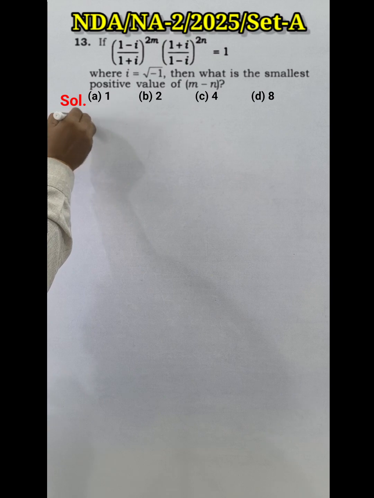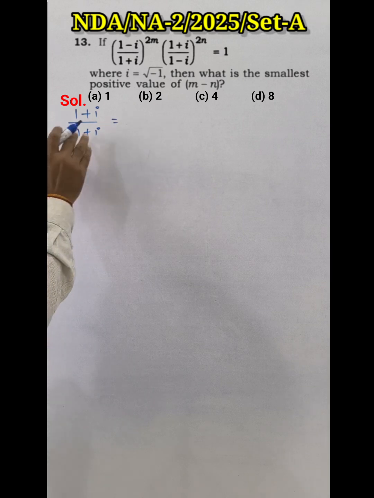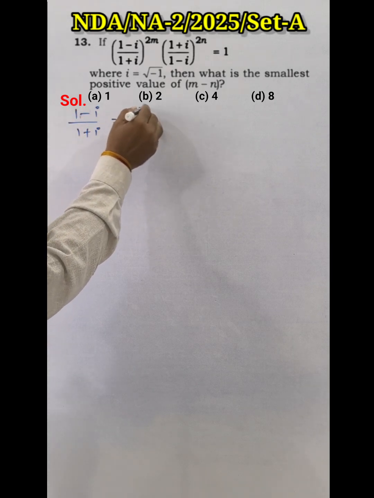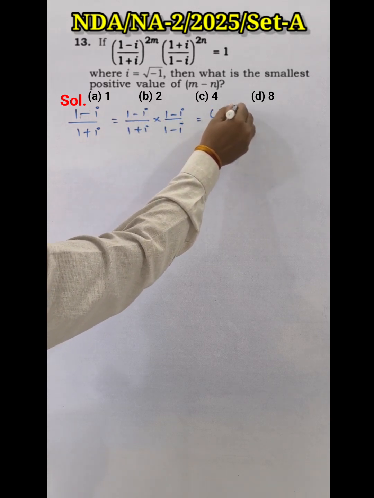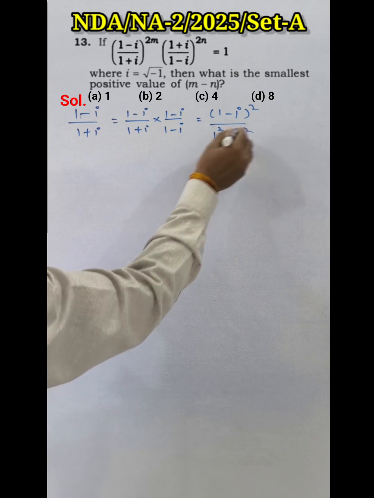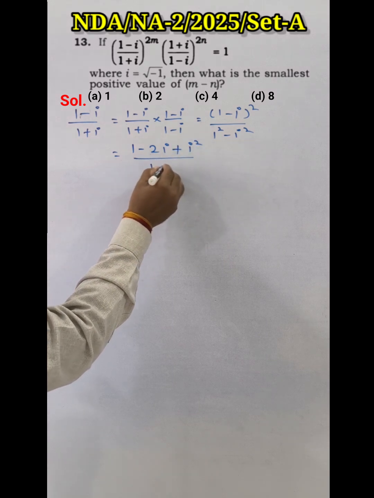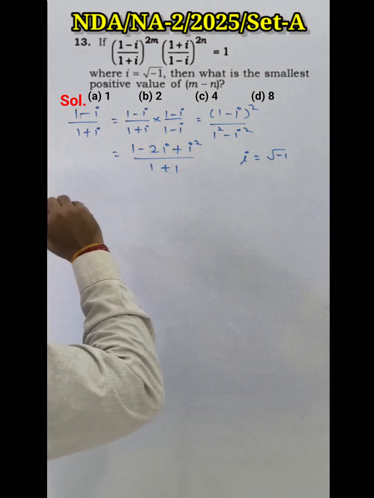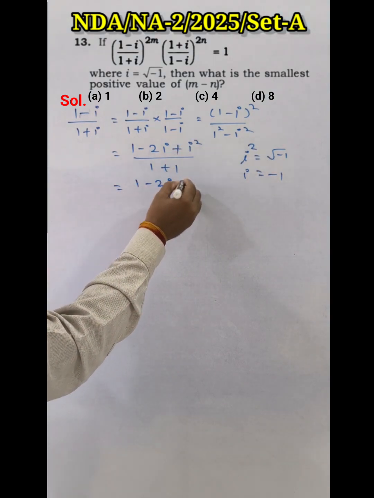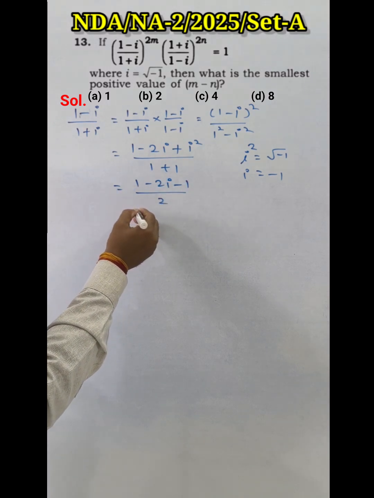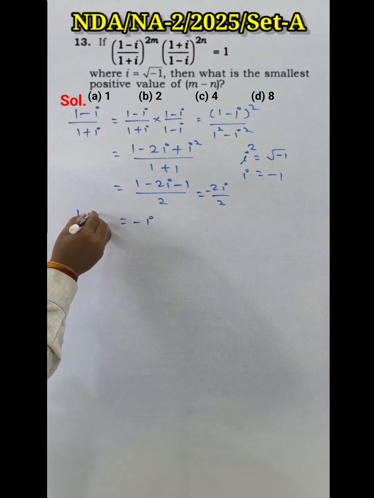First, we simplify the relation (1 minus i) upon (1 plus i). How? Multiply by the conjugate pair, (1 minus i) upon (1 minus i). Then we get (1 minus i) whole squared divided by 1 square minus i square. By simplifying we get 1 minus 2i plus i square divided by 1 plus 1, because i is equal to under root minus 1. That's why i square is equal to minus 1. After simplifying, 1 minus 2i, i square is minus 1, divided by 2, the 1 gets cancelled, 2i upon 2, the 2 gets cancelled, and minus i is here.